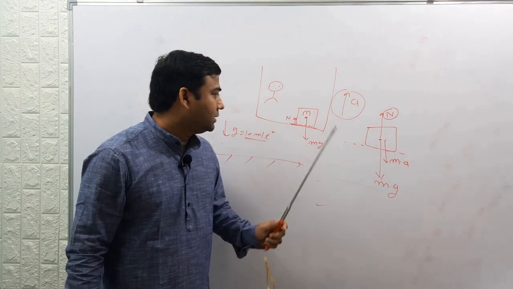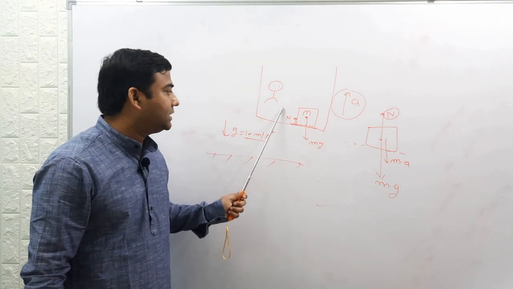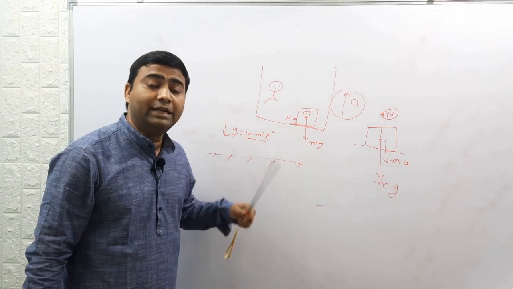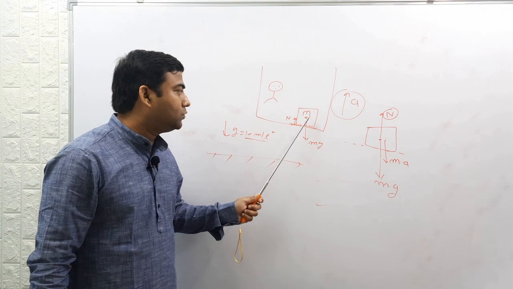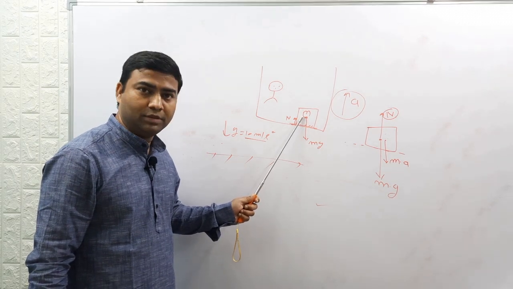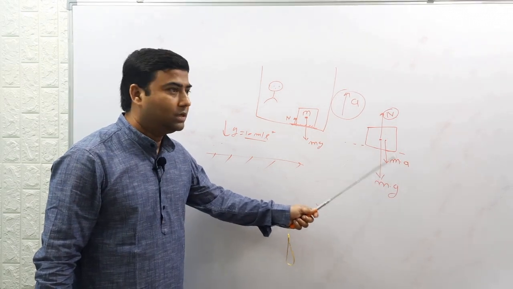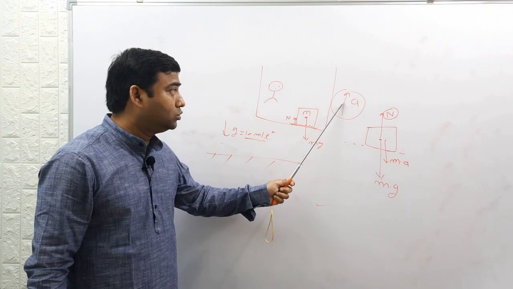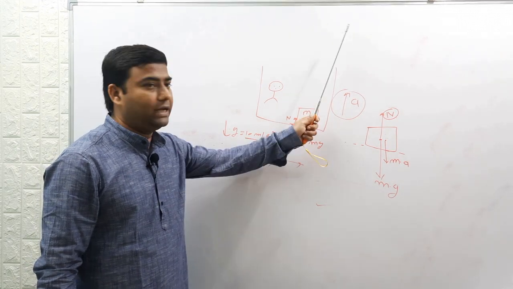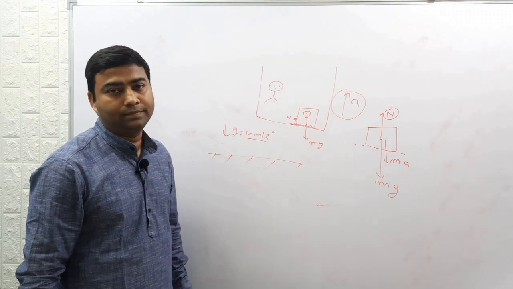Again I will repeat. As I am sitting inside this accelerating frame, by virtue of this acceleration, I have to apply an additional pseudo force on this mass. Magnitude of pseudo force is m, that is the mass of this block, into acceleration. This is the magnitude, and the direction of this pseudo force on this mass will be opposite to this a, which is going upward. So I have applied this force downward.